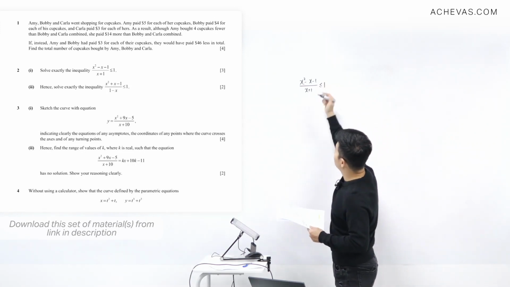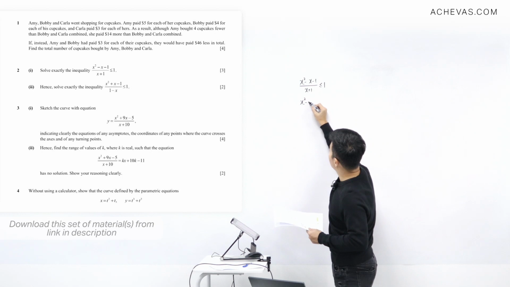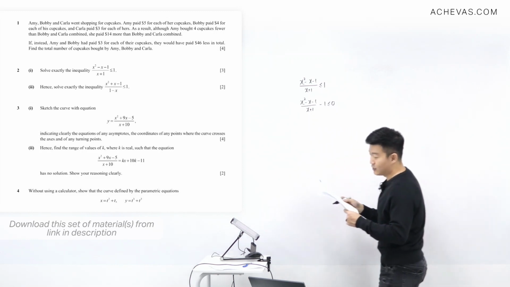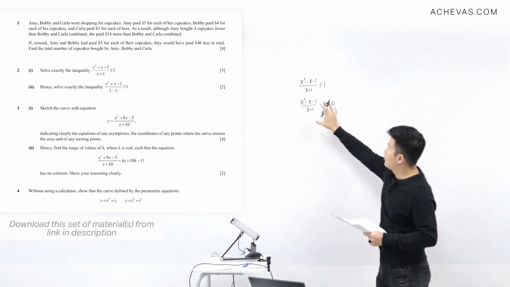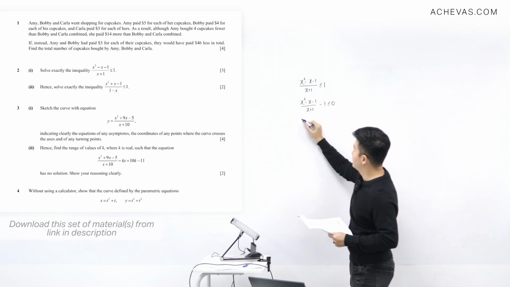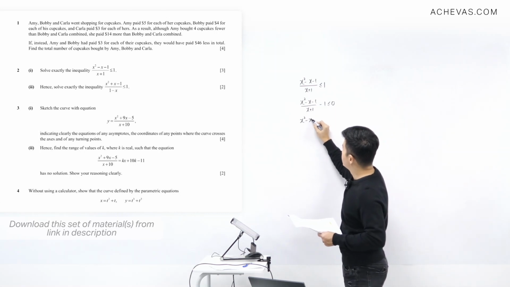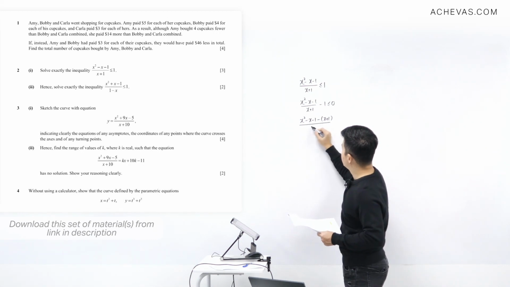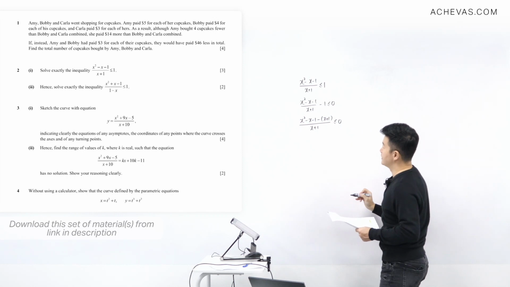I'm going to bring 1 over to the left-hand side. So we have x squared minus x minus 1 divided by x plus 1, minus 1. This is less than or equal to 0. Let's combine this into one single expression. x squared minus x minus 1 minus x plus 1, divided by x plus 1. This is less than or equal to 0.